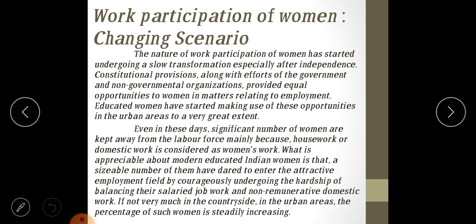The nature of work participation of women has started undergoing a slow transformation, that means change, especially after independence. After independence we can see slow changes, especially in the working participation of women. Constitutional provisions along with efforts of the government and non-governmental organizations provided equal opportunities to women in matters relating to employment. Educated women have started making use of these opportunities in the urban areas to a very great extent. Even these days, a significant number of women are kept away from the labor force mainly because housework or domestic work is considered as women's work.